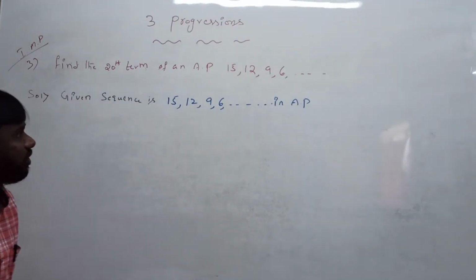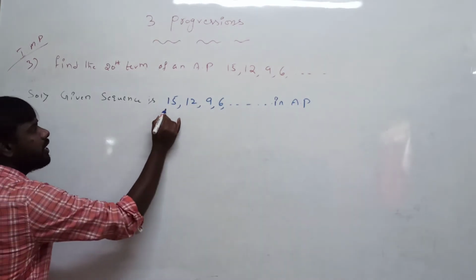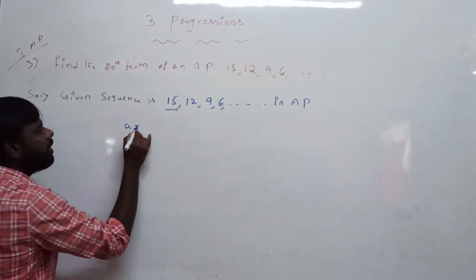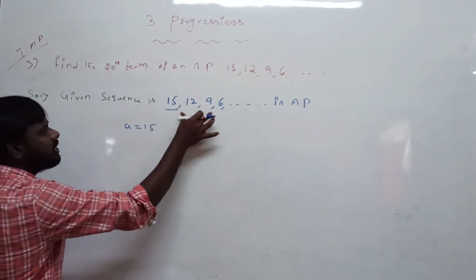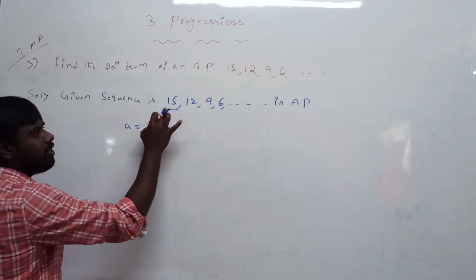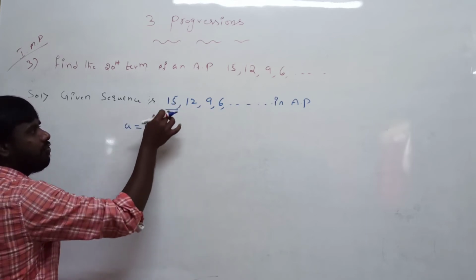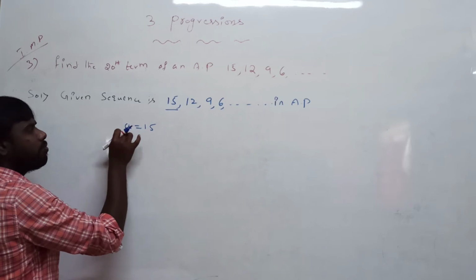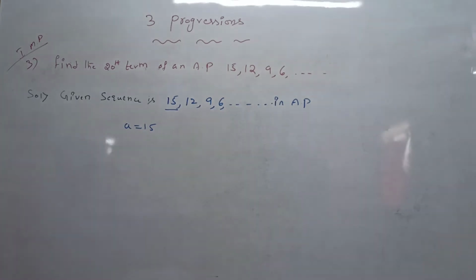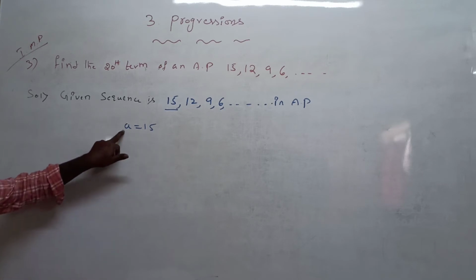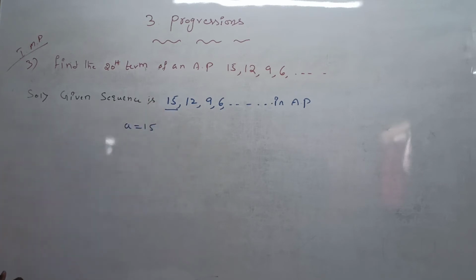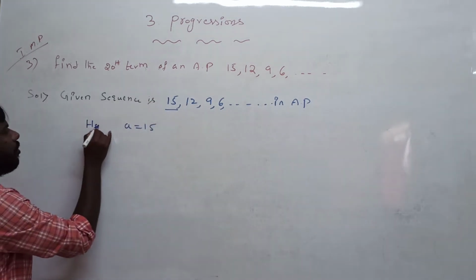Tell me, what is the first term here? The first term is denoted by a, so a is equal to 15. In the sequence, what is the first number? 15. It is denoted by small a. Small a is nothing but the first term in the given sequence. Here the first term is 15. That's why we write a is equal to 15.